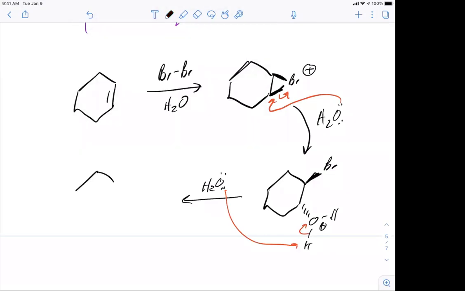And so what is the overall result of this reaction? Remember, I can't stop at the brominium ion. Well, are they on the same side or opposite? Well, they're opposite. So this is an anti-addition, because I've added my bromine and my OH to opposite sides.